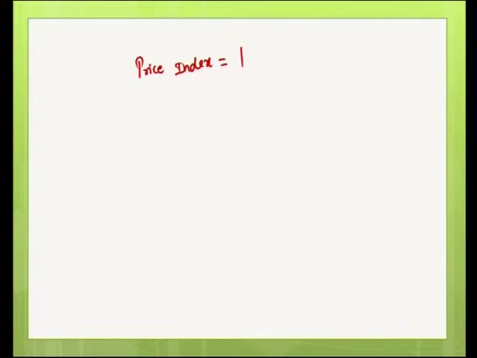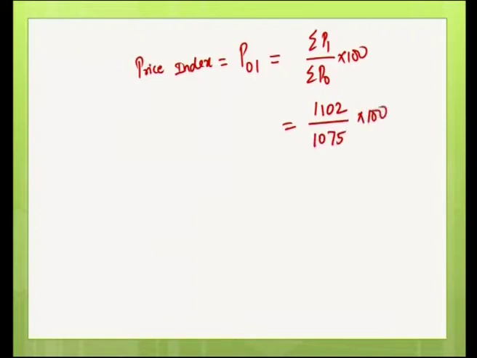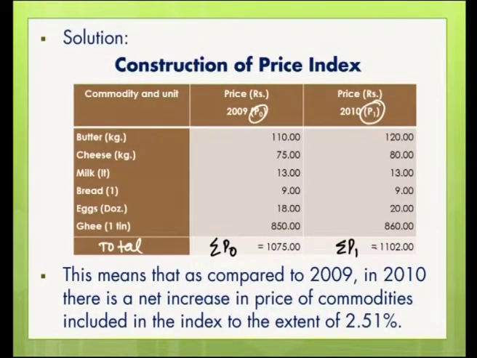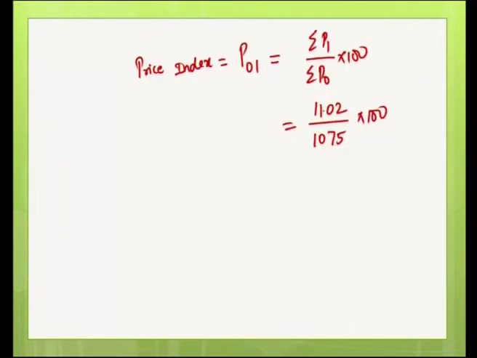Price index is equal to P01, where 0 is for the base year and 1 is for the current year, is summation P1 by summation P naught into 100. Summation P1 is 1102 and summation P naught is 1075, into 100, which is equal to 102.51.